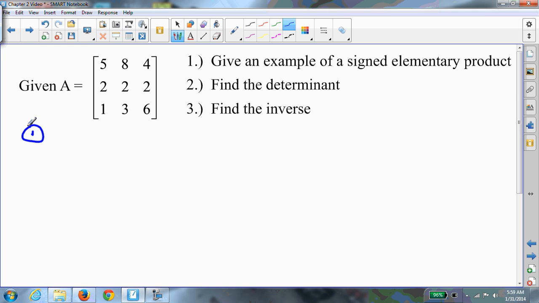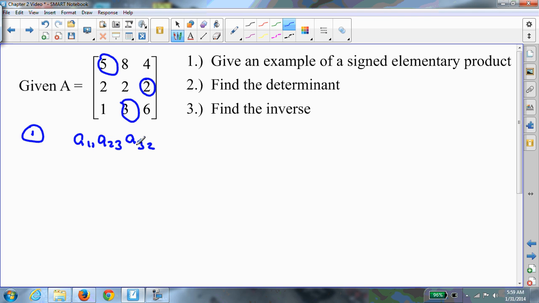First of all, an elementary product itself involves elements in the matrix, none of which come from the same row or the same column. So for example, 5, 2, and 3 would be an example of an elementary product. Before I write down the actual product, I'm going to go ahead and talk about the sign. So this would be A sub 1,1, A sub 2,3, and A sub 3,2.